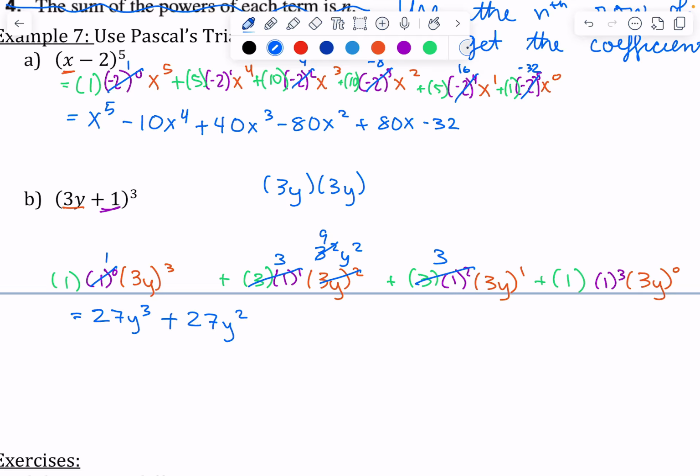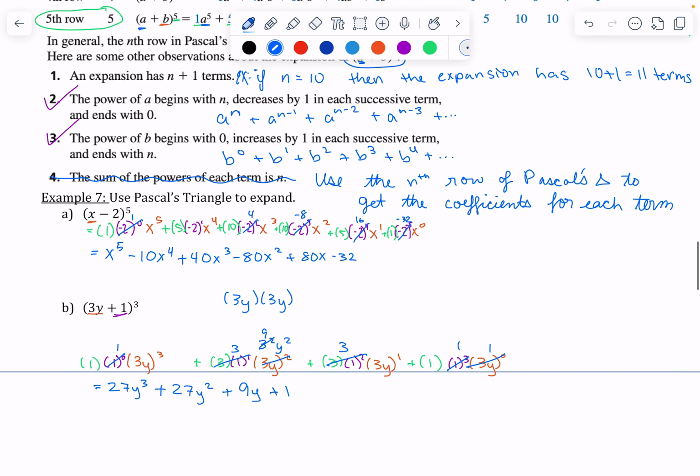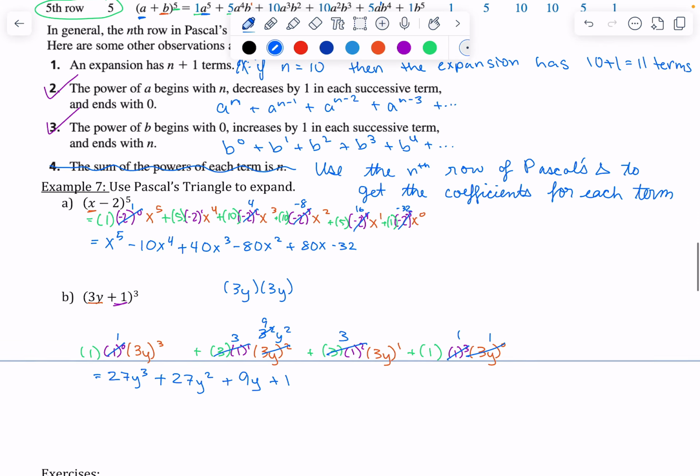3y to the power of 1 is just 3y. So 3 times 3y is 9y. That simplifies to 1. 1 to the third is 1. So you have 1 times 1 times 1, which is just 1. And that's your final answer there. And that's it. Very good, guys. Okay?